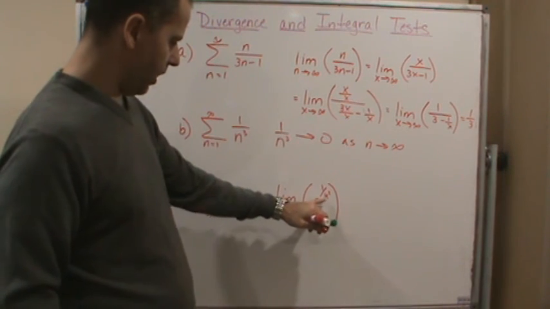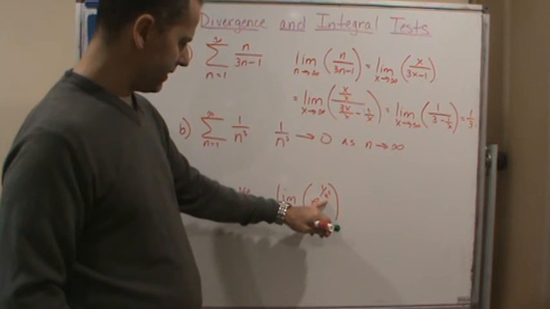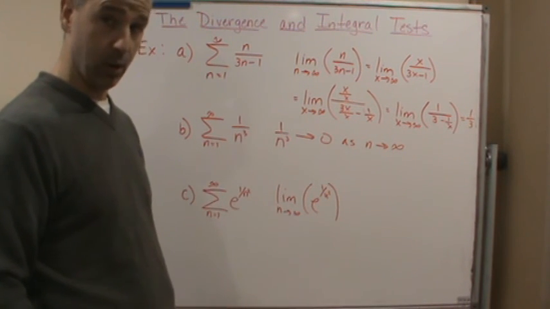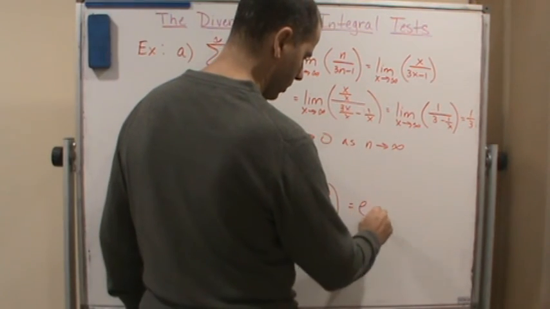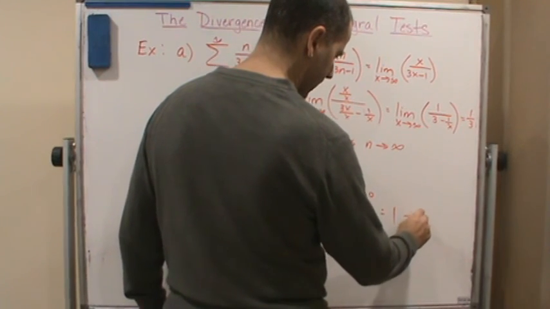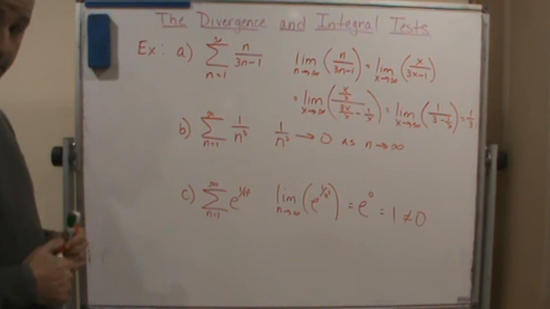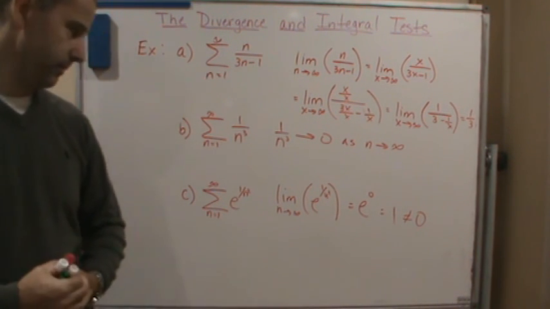As this gets larger and larger, where is this fraction going? n is going to infinity, so this is going to 0, so e to the 0, which equals 1, which is not equal to 0. Therefore, by the divergence test, this series diverges.